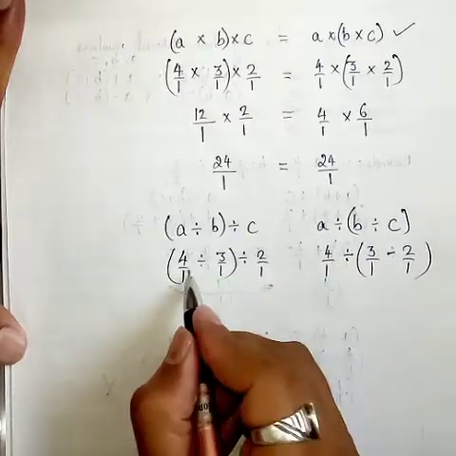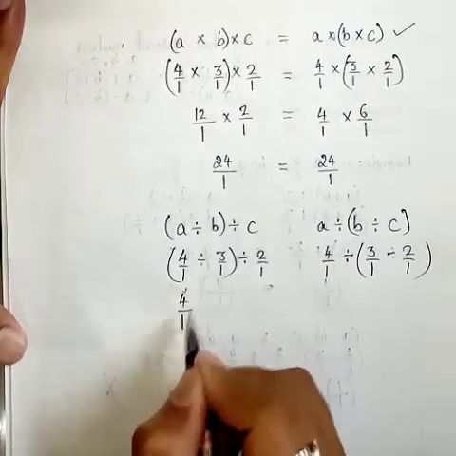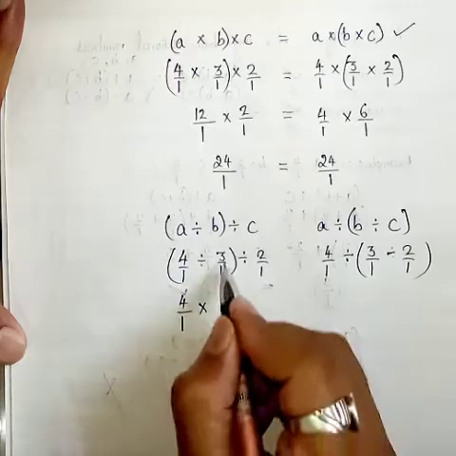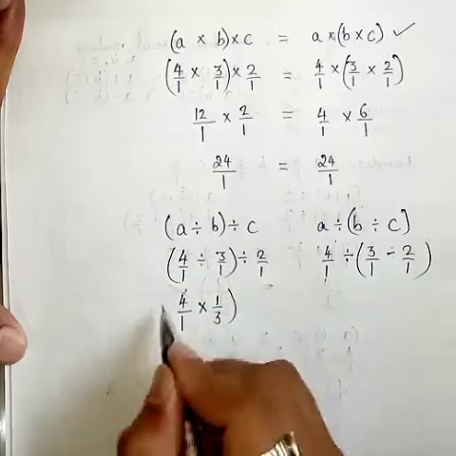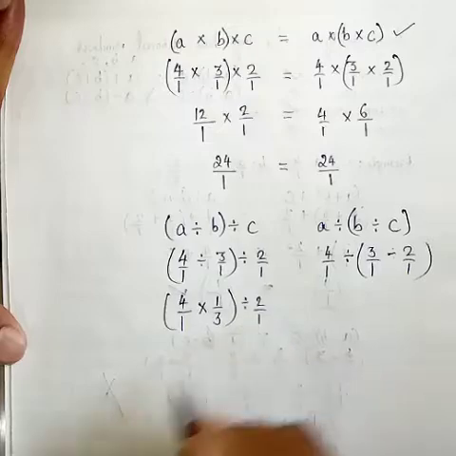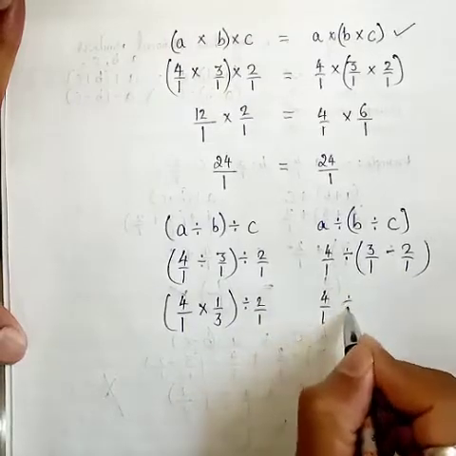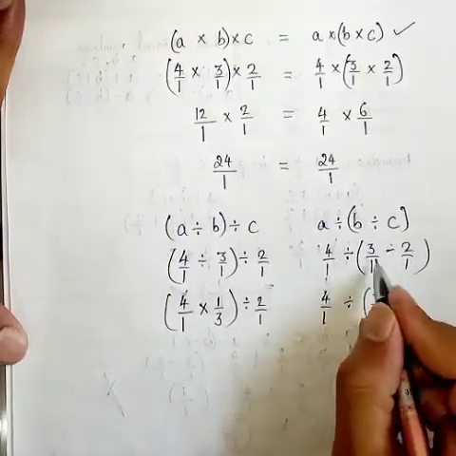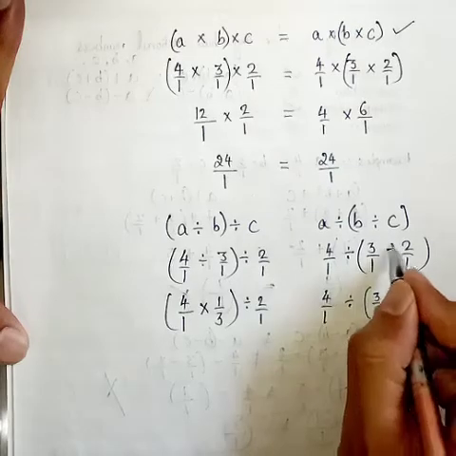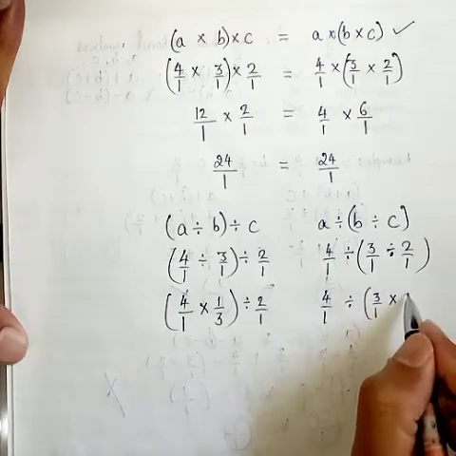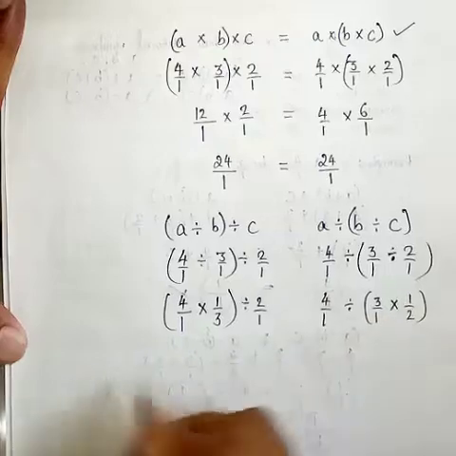For division I told you the procedure. First number will remain as it is. We will change this sign to multiply and take the reciprocal of this. Divide by 2 by 1. Similarly, here also the first number will remain as it is. Divide will change to multiply and this number will change to its reciprocal form.